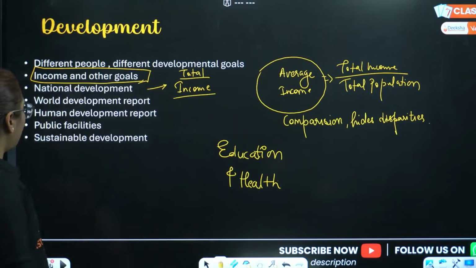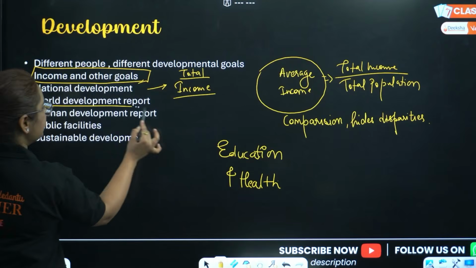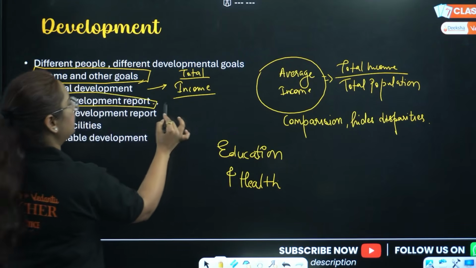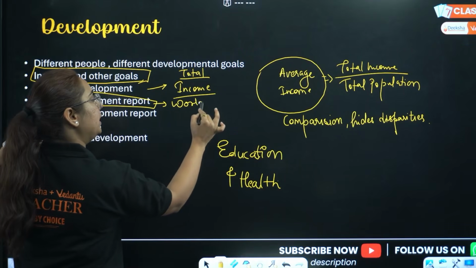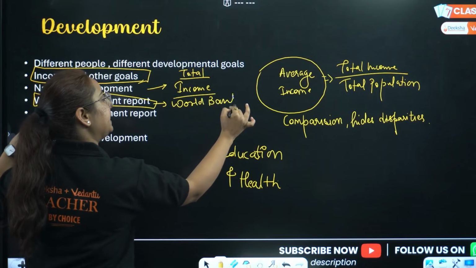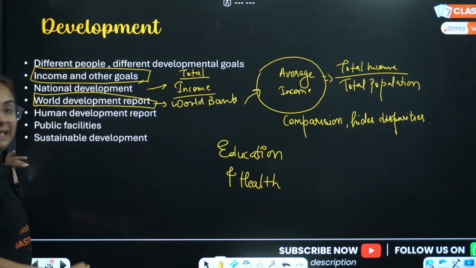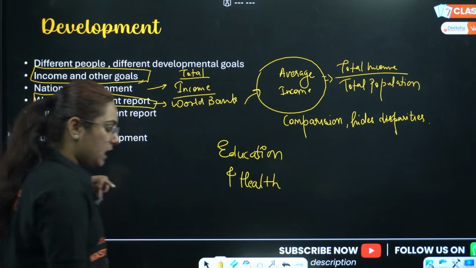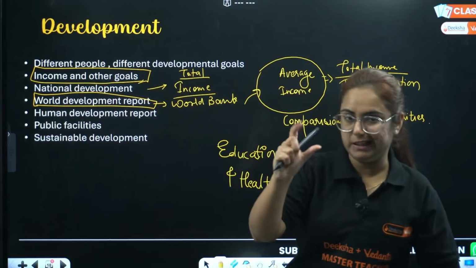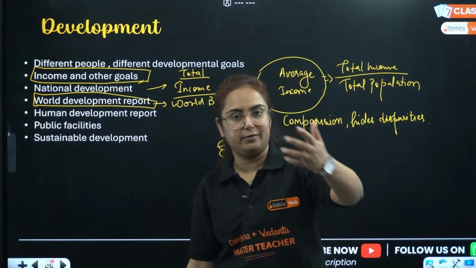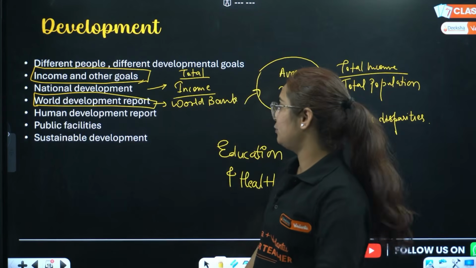Okay, so here there are two topics. World Development Report, the report that was published by World Bank. What was the criteria? Average income was the criteria, which tells us that they take an income above which this is a developed rich country, below that is a poor country.